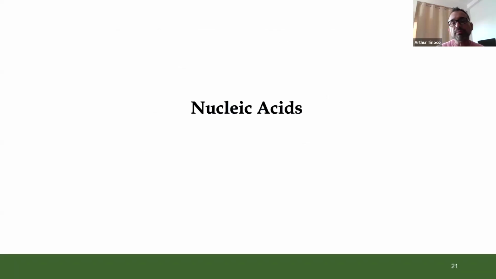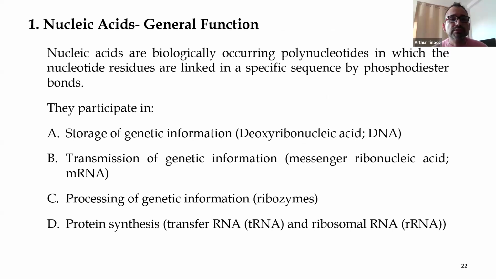All right, so those are the building blocks. So now let's go into nucleic acids. In general, they are biologically occurring polynucleotides in which the nucleotide residues are linked in a specific sequence by phosphodiester bonds. The principal function is that they participate in the storage of genetic information. That's what we've discussed a bit about the molecular biology dogma, this movement of information from DNA down to proteins.